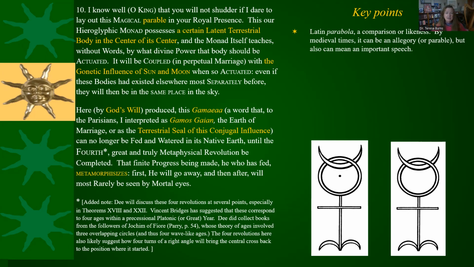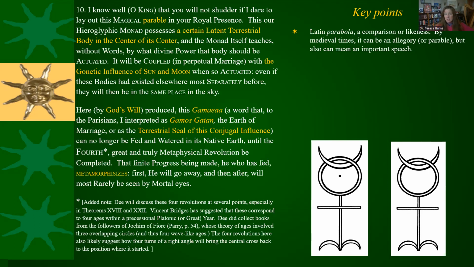So if you want to take this in the simplest possible way, he's just saying, if I dare to lay out this magical speech to you. But he's also drawing on all those other meanings. He says, this, our hieroglyphic monad, possesses a certain latent terrestrial body in the center of its center. Where is that? This little dot right here. And the monad itself teaches, without words, by what divine power that body should be actuated.